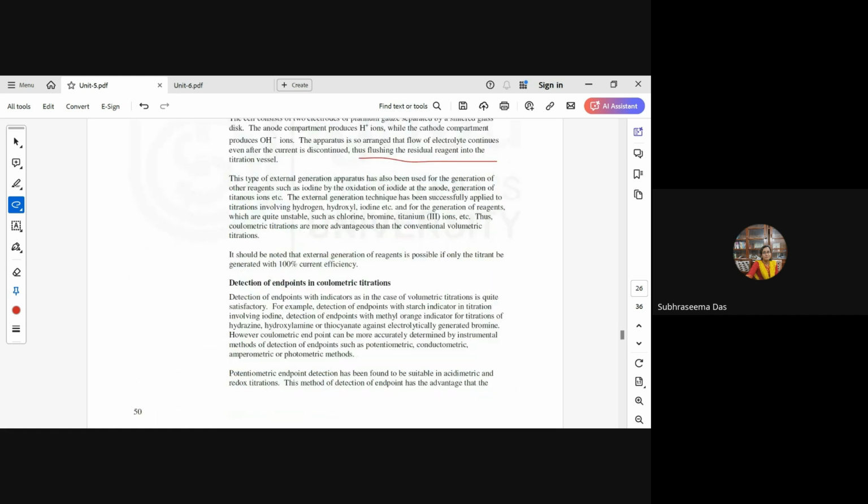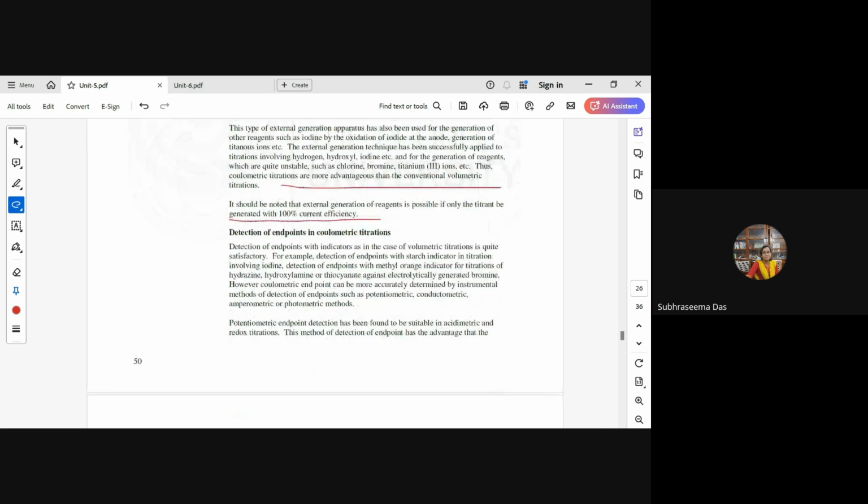This type of external generation apparatus has also been used in the generation of other reagents. Thus coulometric titrations are more beneficial than conventional volumetric titration in this regard. It should be noted that generation of reagents is possible only if the titrant is generated with 100% current efficiency.